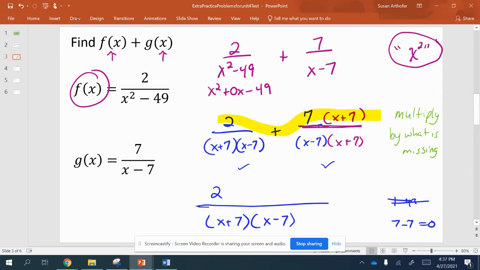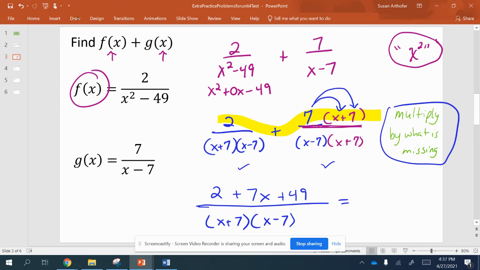So 2, then it has 7 times x, so plus 7x. So we're distributing 7 times the back 7 would be 49. And now we just have to add up the 2 and the 49 and we'll be all done. So we're collecting like terms. Okay? So first we had to get the same denominators by multiplying by what's missing after we factored it with a magic x. And now we're going to add up like terms.